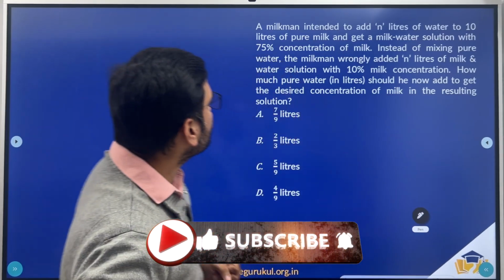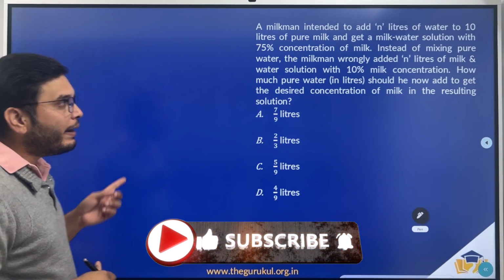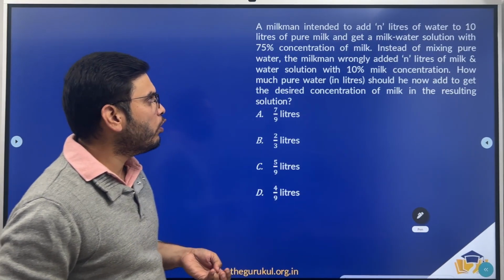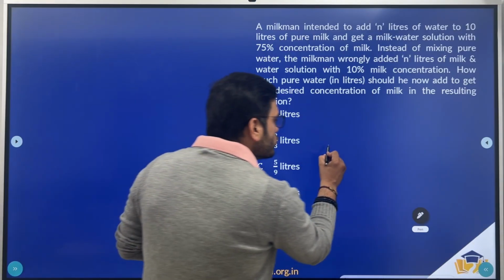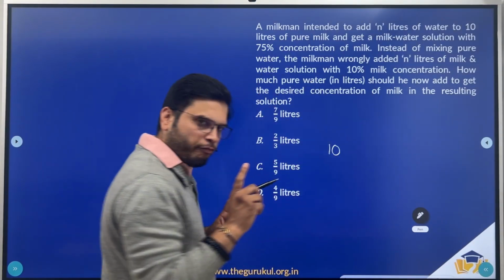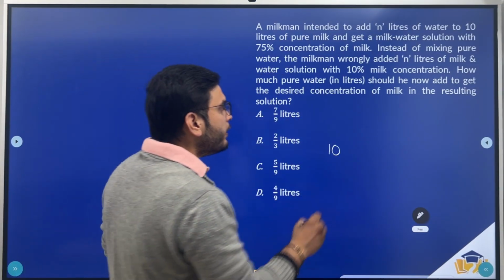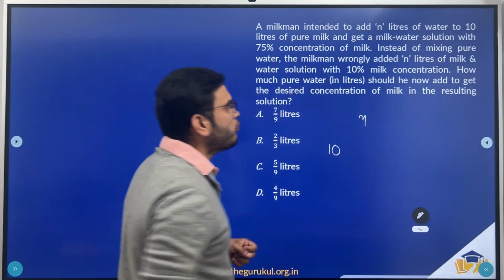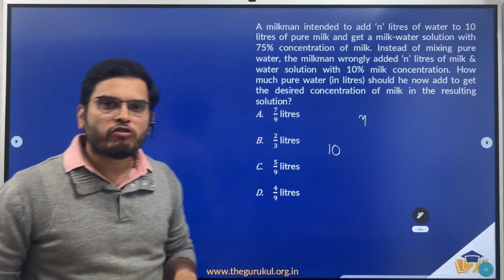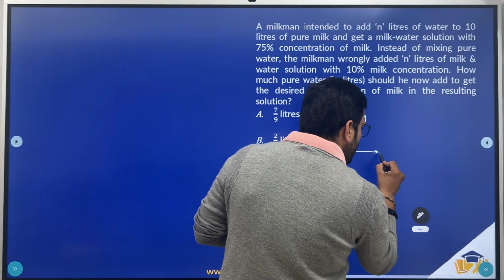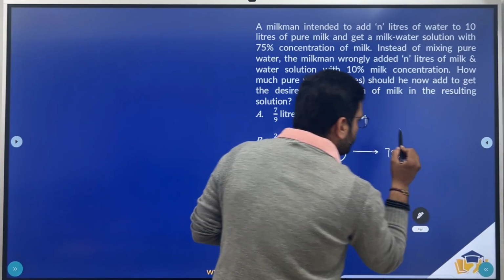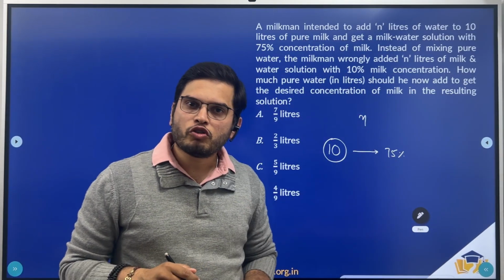Now coming to the third question, a milkman intended to add n liters of water to 10 liters of pure milk and get a milk water solution with 75% concentration. So we had initially 10 liters of pure milk to which he intended to add n liters of water so that the concentration of milk would be 75%. Right. So this 10 liters should constitute only 75%. Right, so remaining 25% should be water.